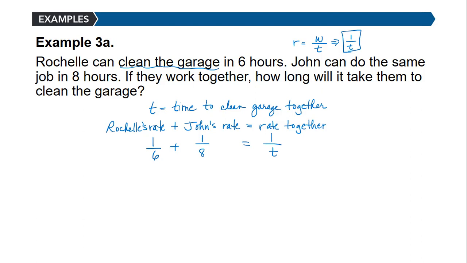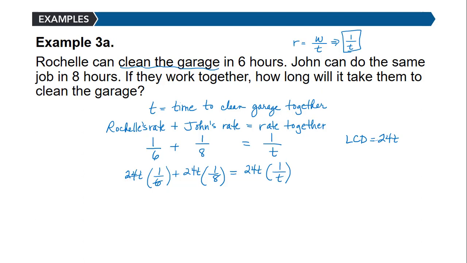And now we solve this. It is a rational equation. We multiply through by the least common denominator. And the least common denominator between 6, 8, and T is 24T. Multiply each term of the equation by 24T. So we get 24T times 1/6 plus 24T times 1/8 equals 24T times 1 divided by T.